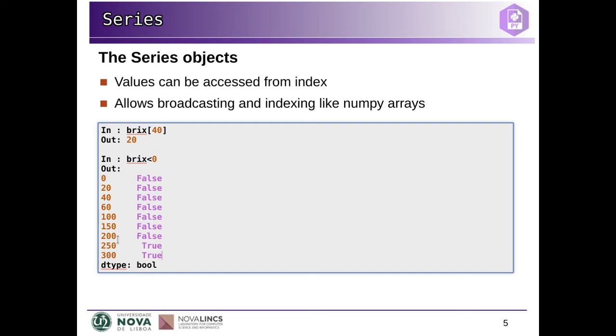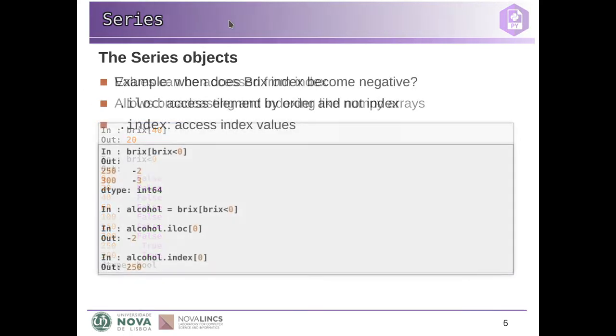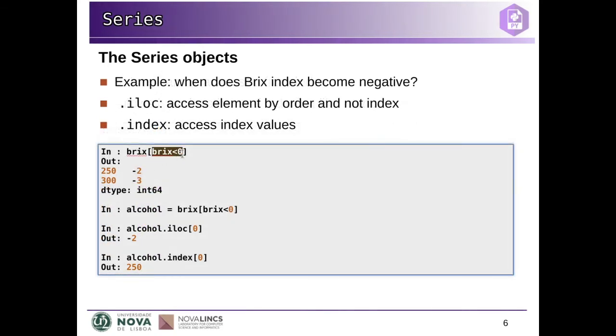Because the series have indexes, Pandas can use the comparison between the corresponding entries in the different series. So if we do this, bricks less than 0, we get a Boolean series with false values, except when the bricks value becomes lower than 0, and in that case we get true values. So if we select from the bricks series those that have true values in this condition, we get a smaller series that only has the two elements that are below 0. So this works similar to NumPy.